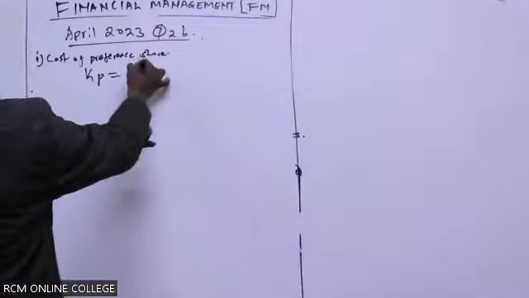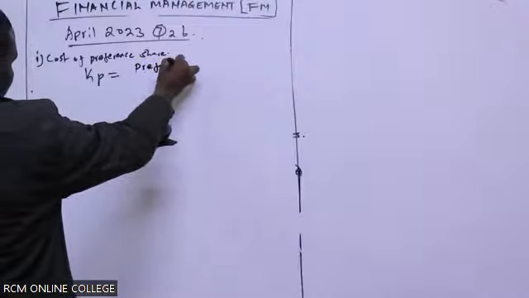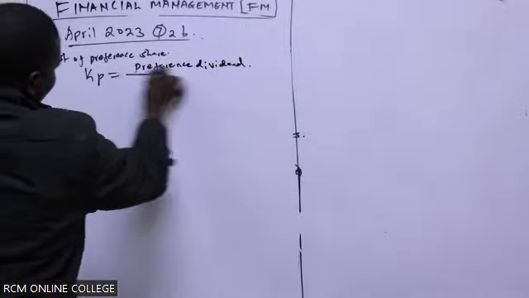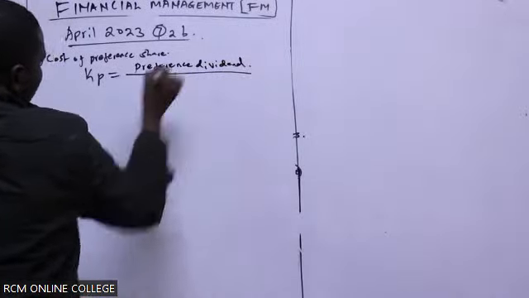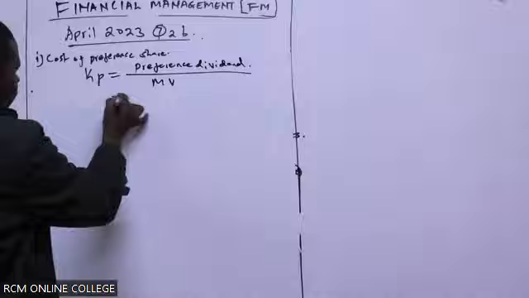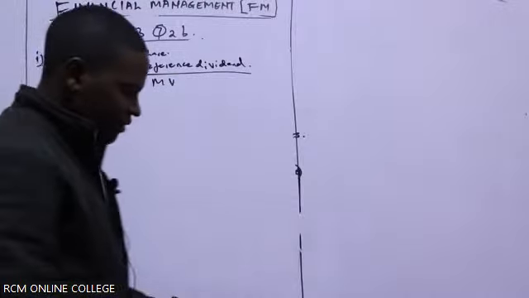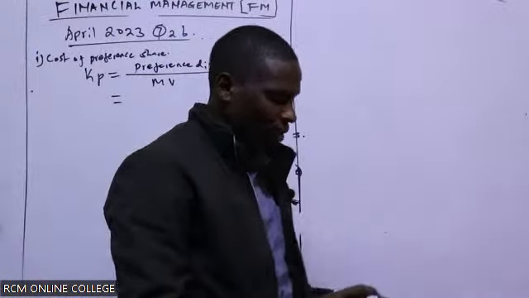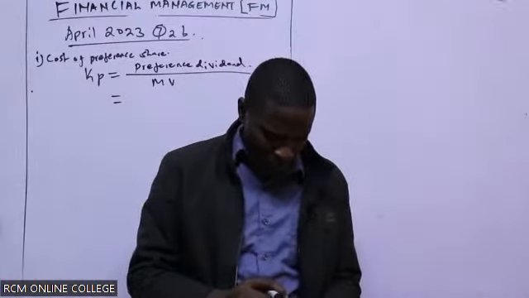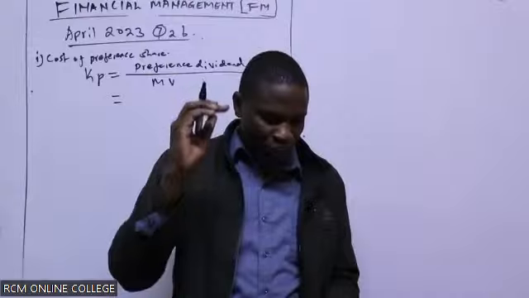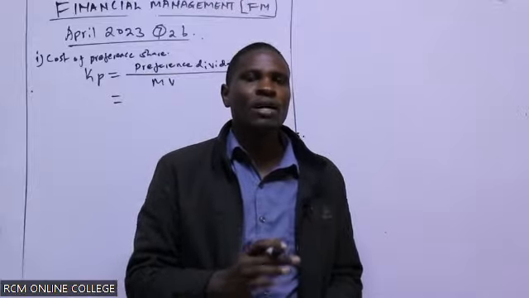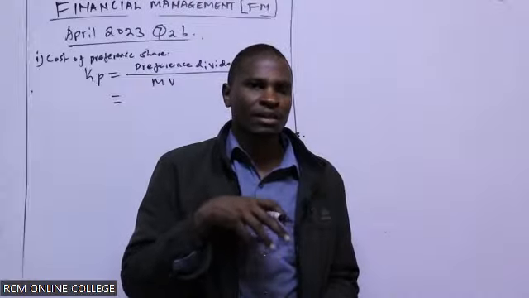PD, preference dividend, over market value. Now, I just have to check how I get my preference dividend. I have to check the information talking about preference shares. So you come here and check: 8% preference shares of how much? 100. Remember, for us to get preference dividend, it is just like how we get interest.